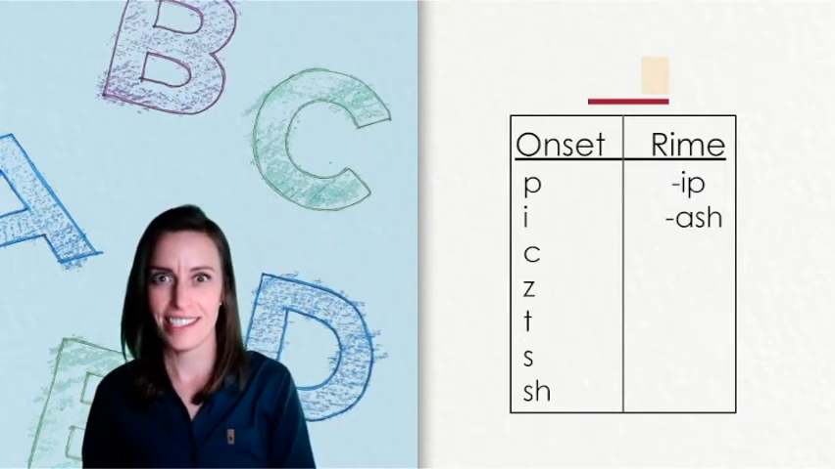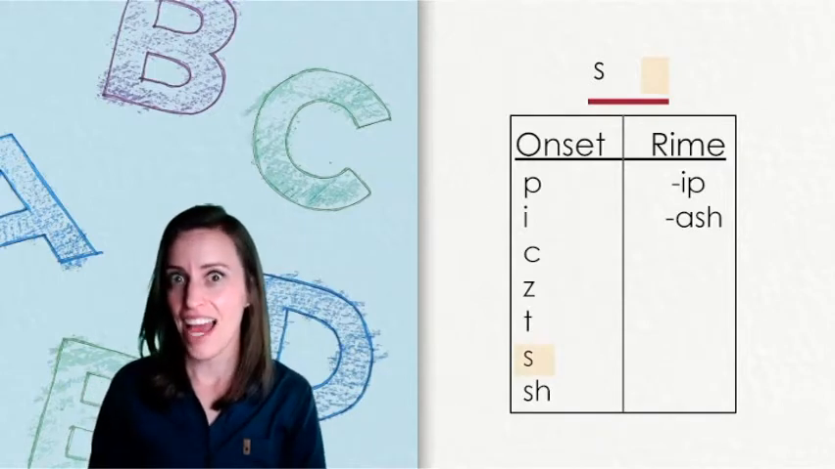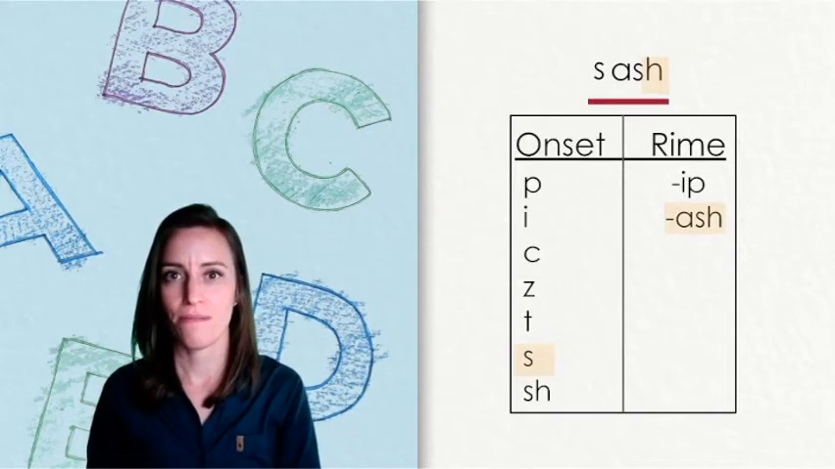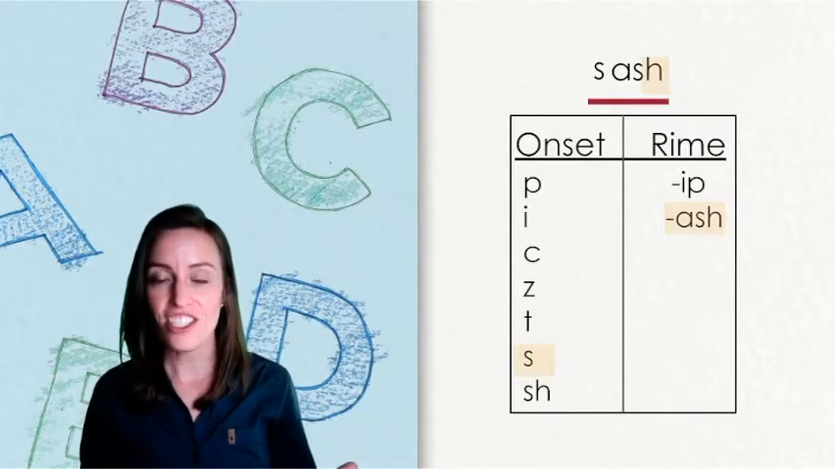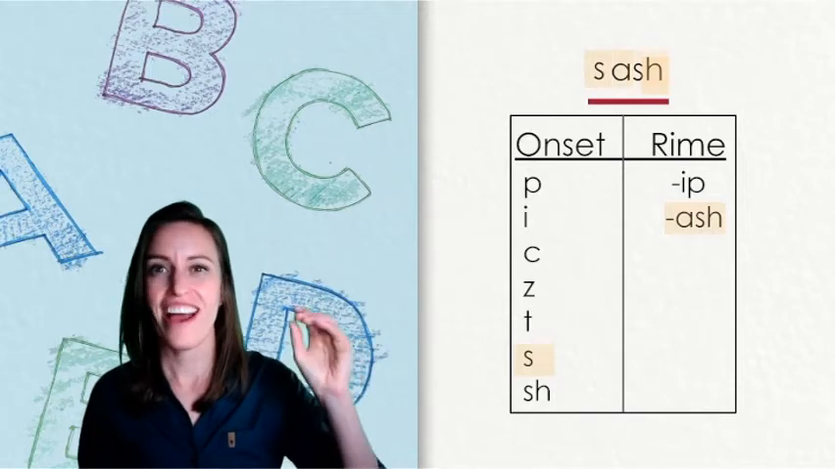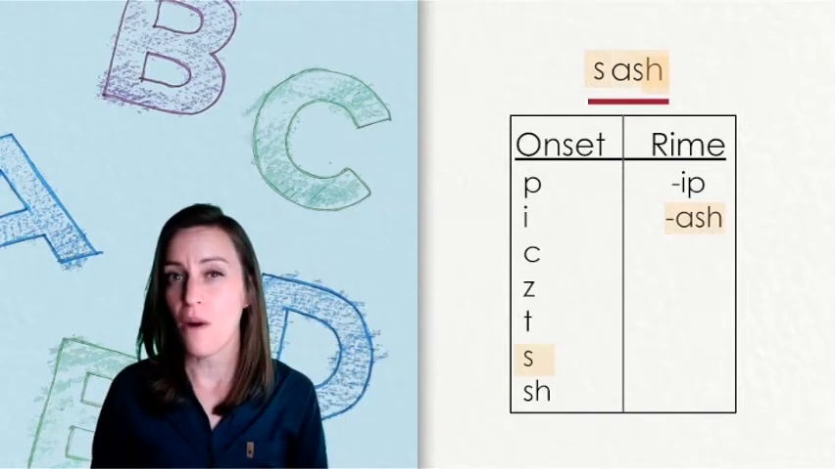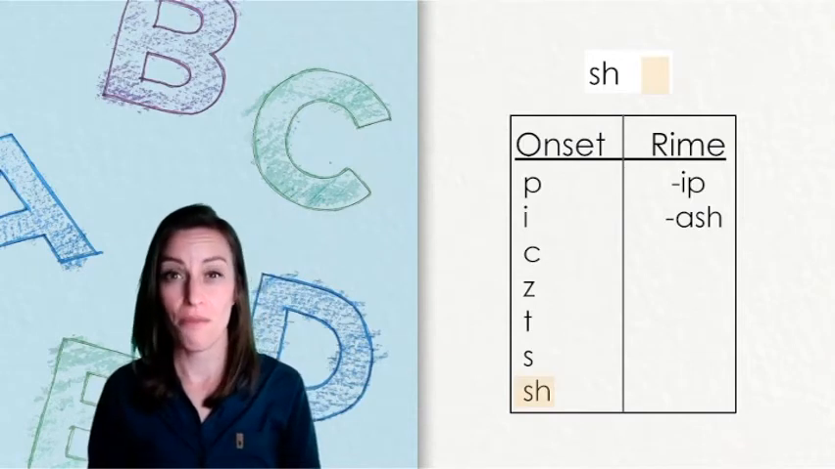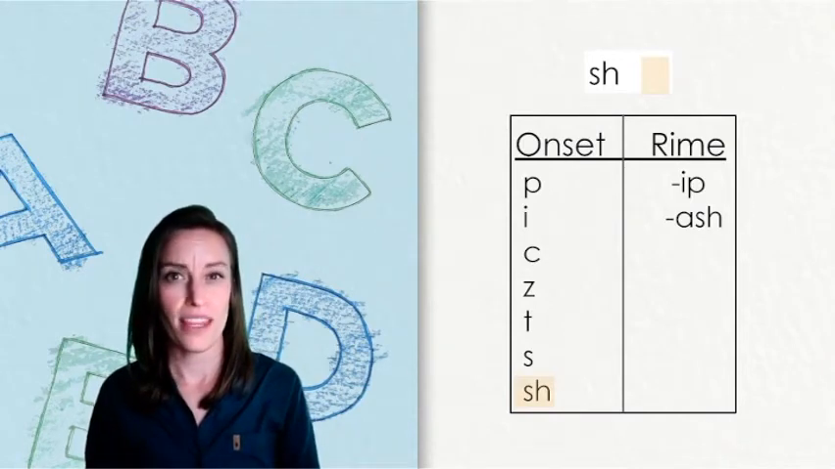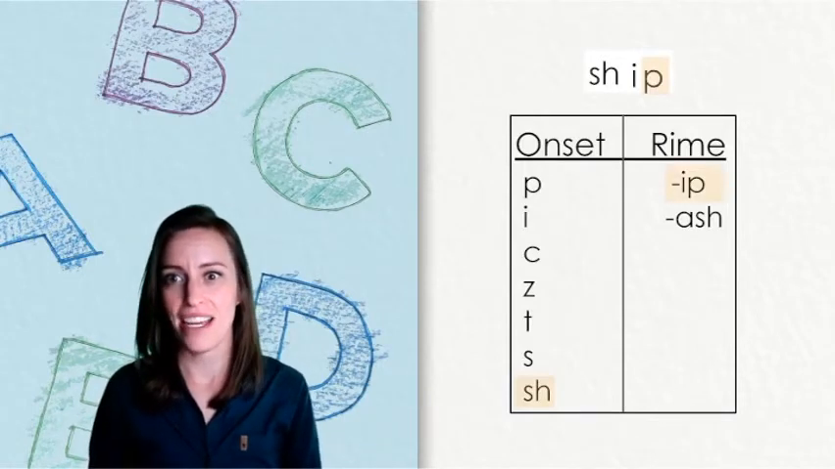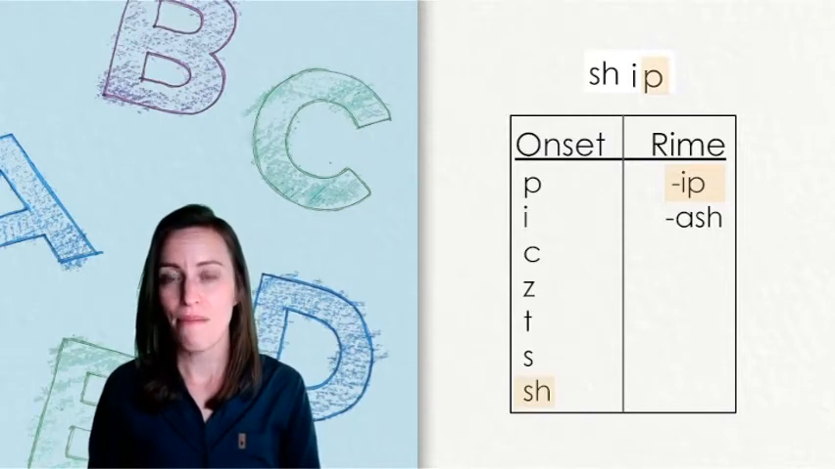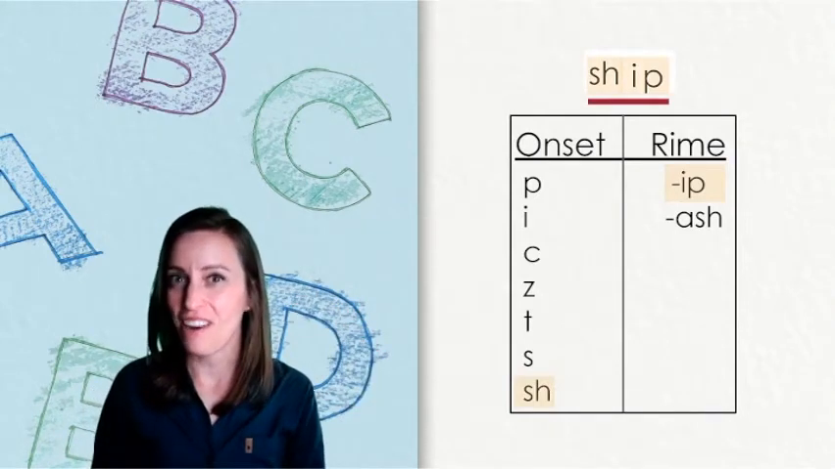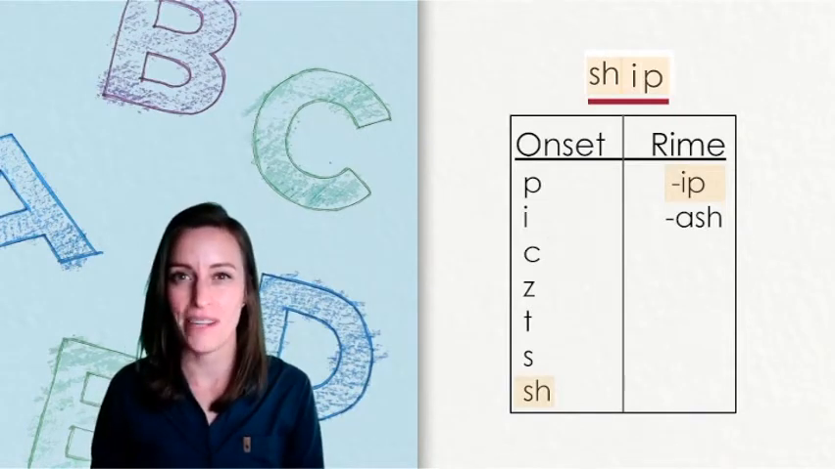If I pick the S from the onset column, and then I put it together with the ash from the rhyme column, what word do I make? That's right, sash. S-a-sh, sash. Let's try one more combination. What if I choose the sh, sh from the onset column? What could I put that with? Let's try the IP. What word did I make? Tap it out with me. Sh, I, p, ship. Excellent work figuring out new words using the onset and rhyme.